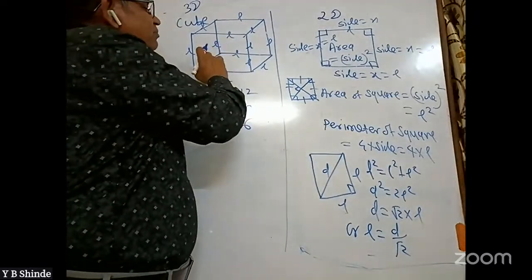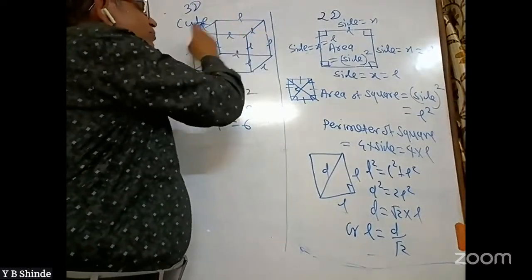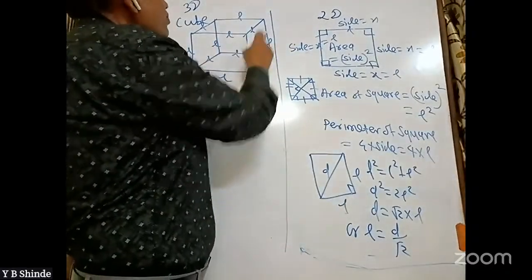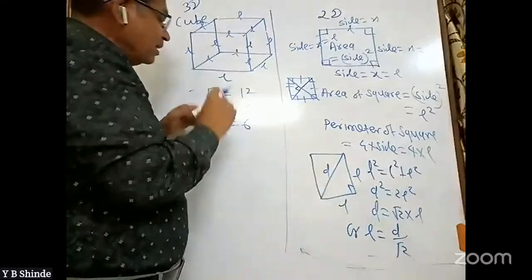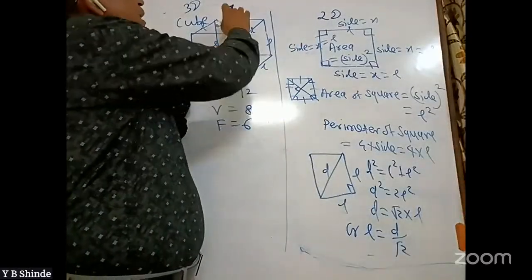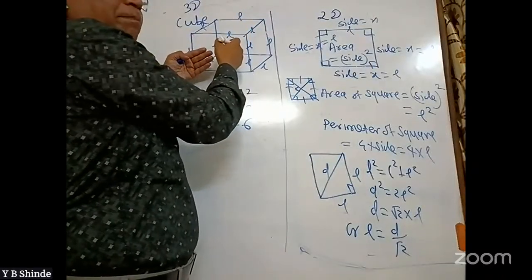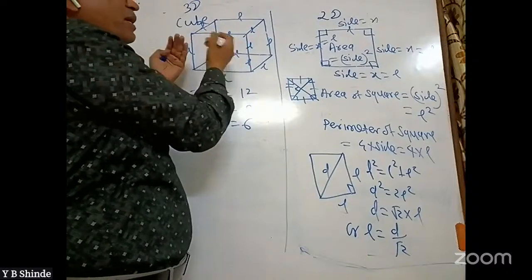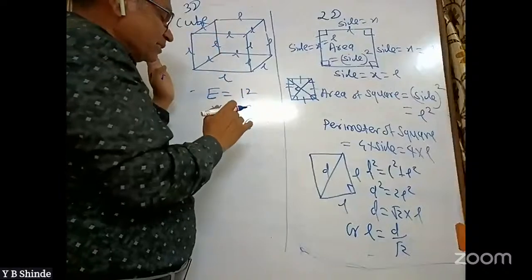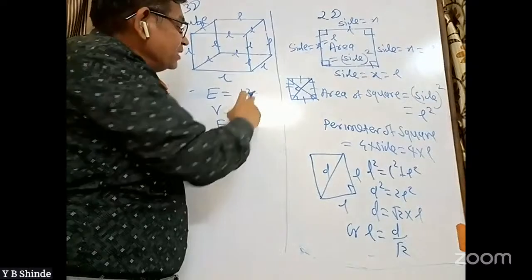See, 12 edges: 4 plus 4 plus 4. How many vertices? 8 vertices. How many faces? Base and upper face, two laterals, front and back. Two lateral, total 4, plus 2, 6. See here, 8 plus 6 is 14. That is 12 plus 2.